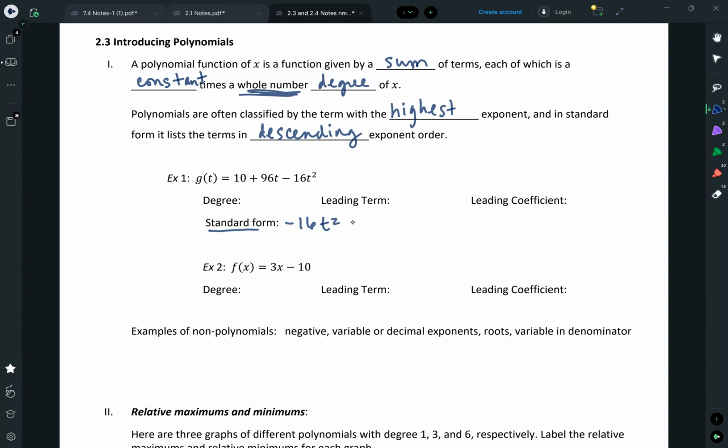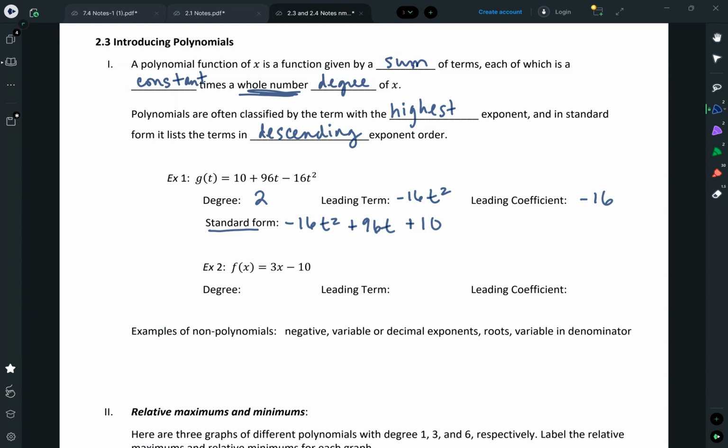The next one would be t to the first power, so the one that has a t by itself, plus 96t. The t doesn't have an exponent, so we know it's first power. And then the last thing I would write is my constant term, so plus 10. So my powers for t go 2, 1, and then 0, because there's no t at all. So now that I have it in standard form, I can see that my leading term is the negative 16t squared. I can see my leading coefficient is a negative 16. I can see that my degree is 2.